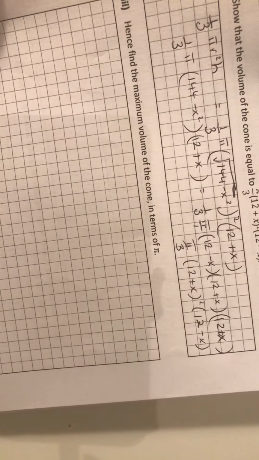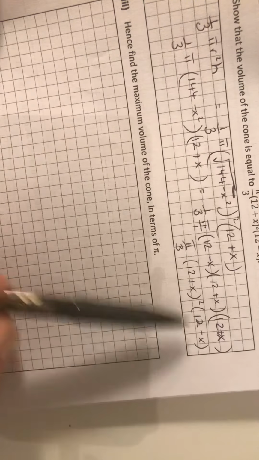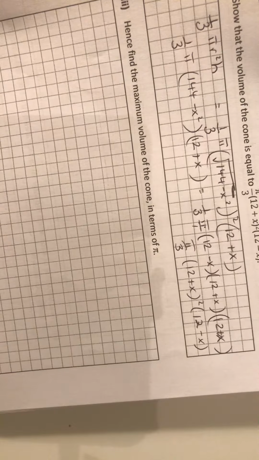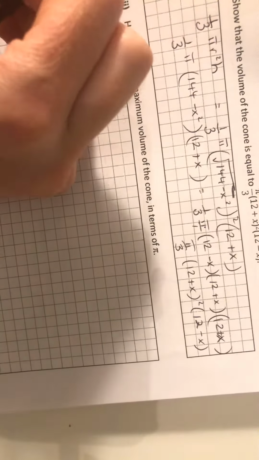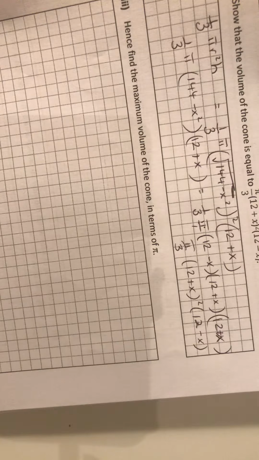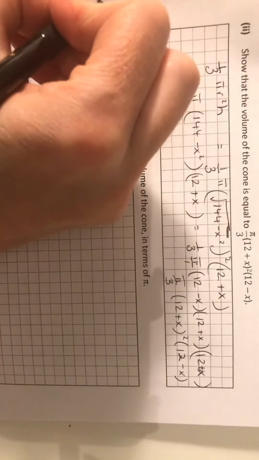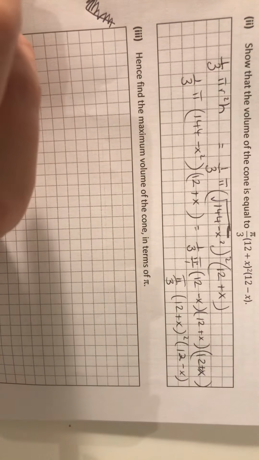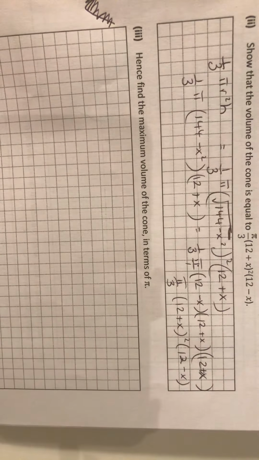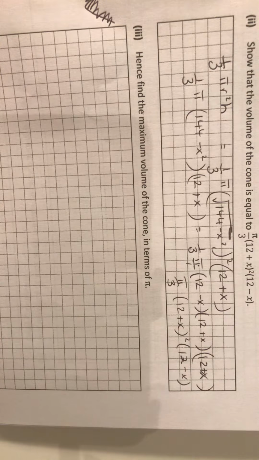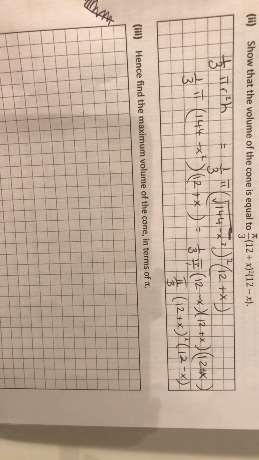Hence find the maximum volume of the cone. Well, if you multiplied that out, that would be a cubic, starting low and ending high, because I think it would be a minus x cubed. Sorry, I'm just drawing that maximum here. Realistically, we're looking for a turning point. So how do I find a turning point? I'm going for differentiating.